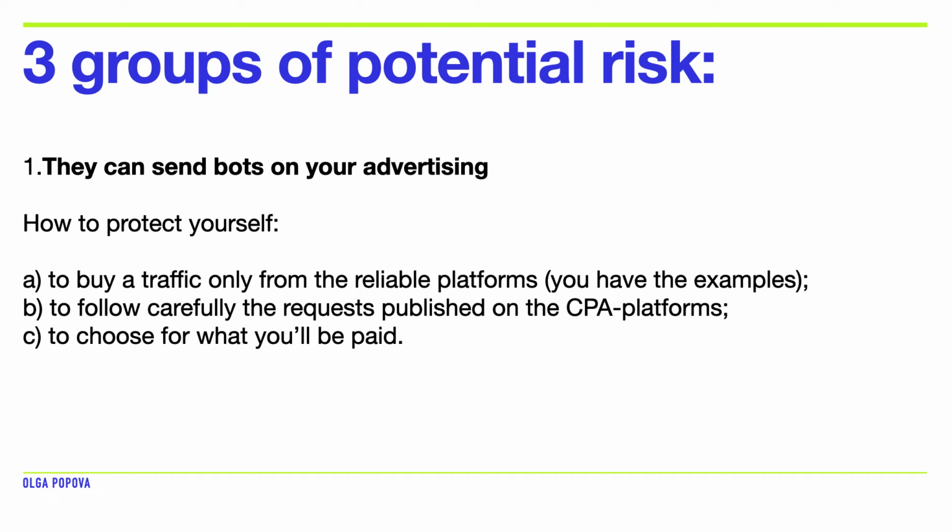First of all, they can send bots which will just push on your advertisement. By this they will spend your advertising budget and not do the target action for which the advertiser is ready to pay you. We know that whenever we set up an advertising campaign, we choose the action we need from our audience. Maybe it will be a click, maybe a subscription, maybe a sale, for which the advertiser will pay us. So here are three steps to protect yourself from this.